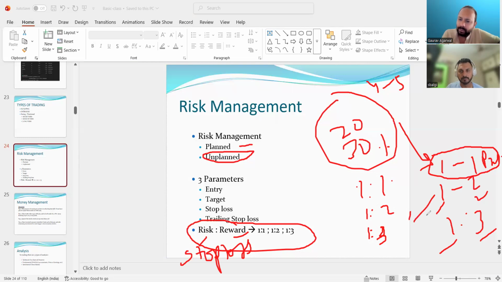And if we are doing it for 1 month, 3 months, or 6 months, then we can choose 1:2, right? And for long term, like 1 year, 2 years, 3 years, we can use 1:3.